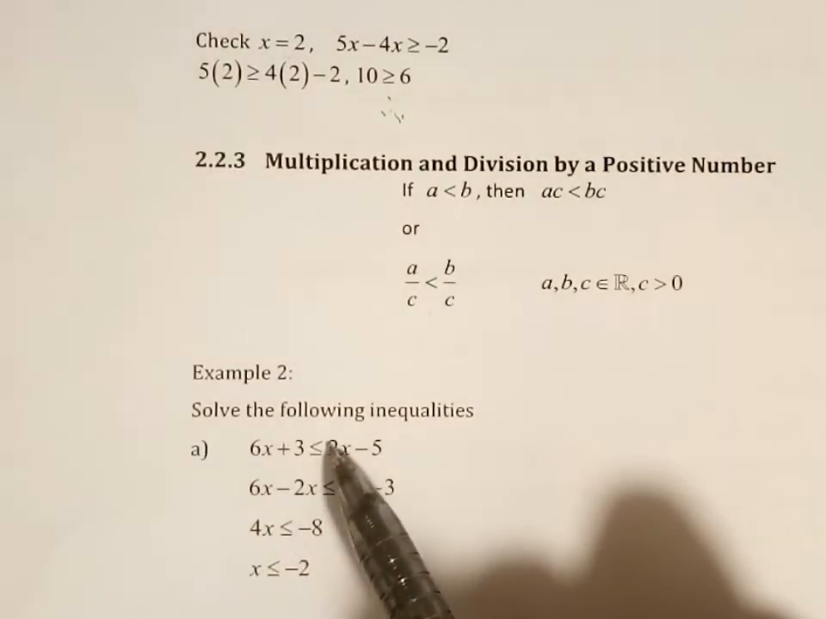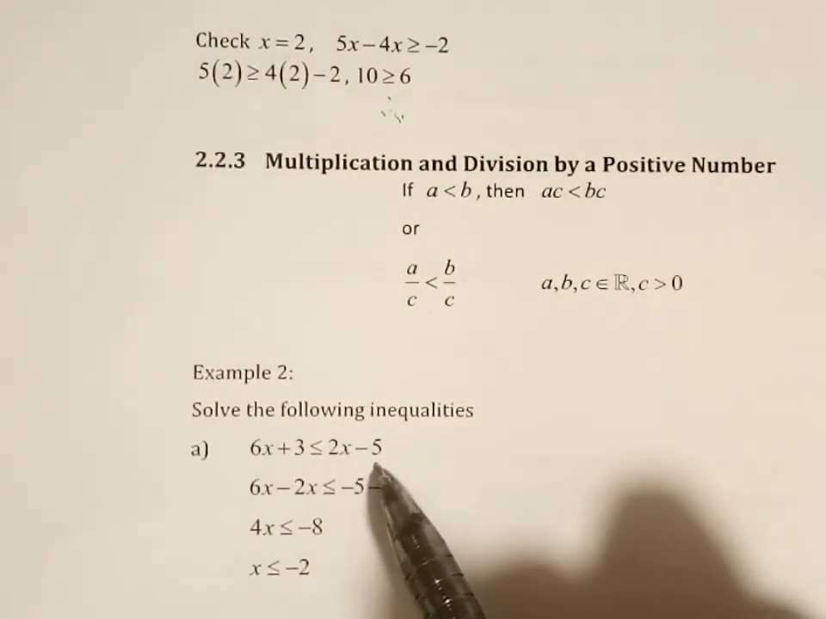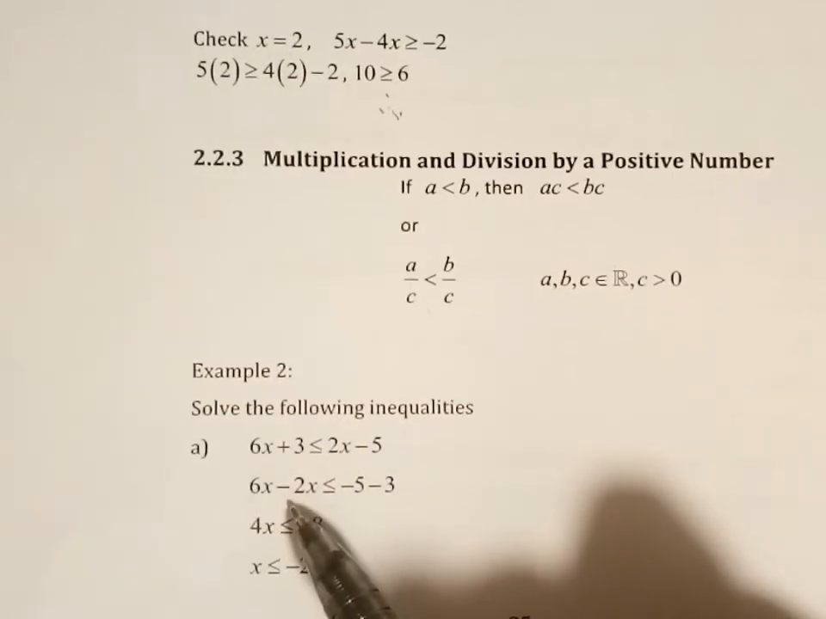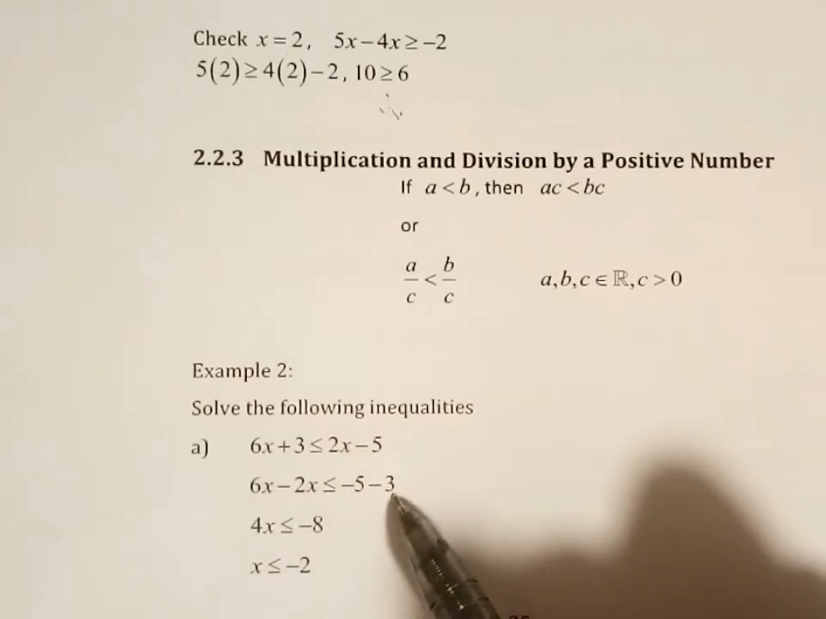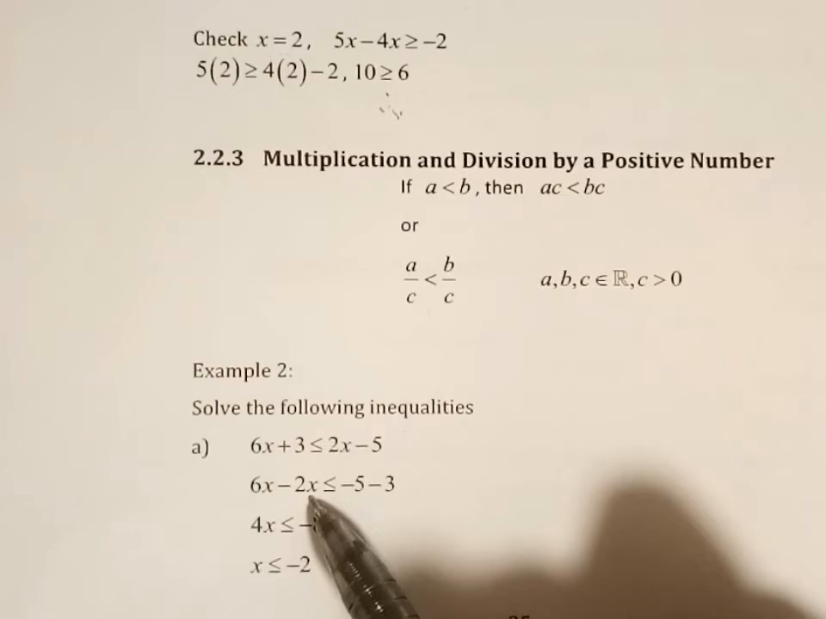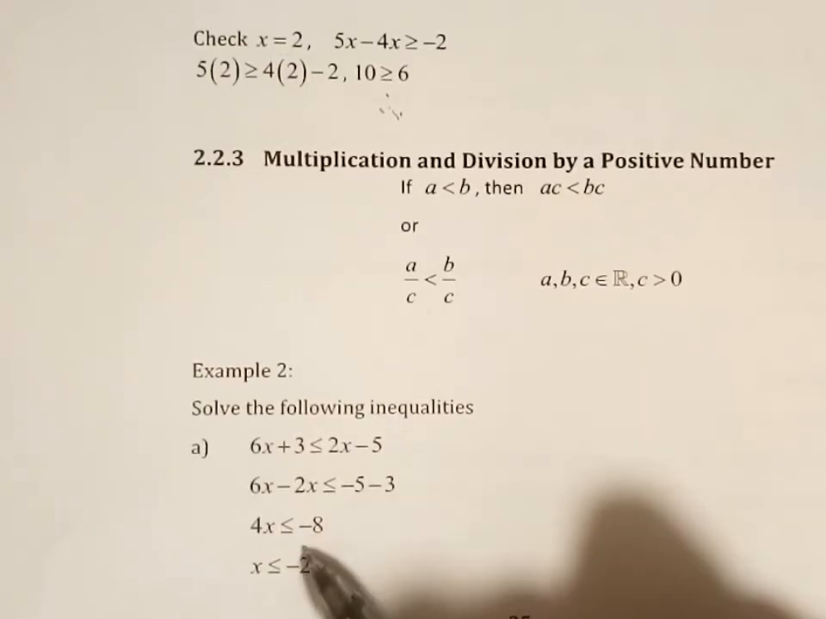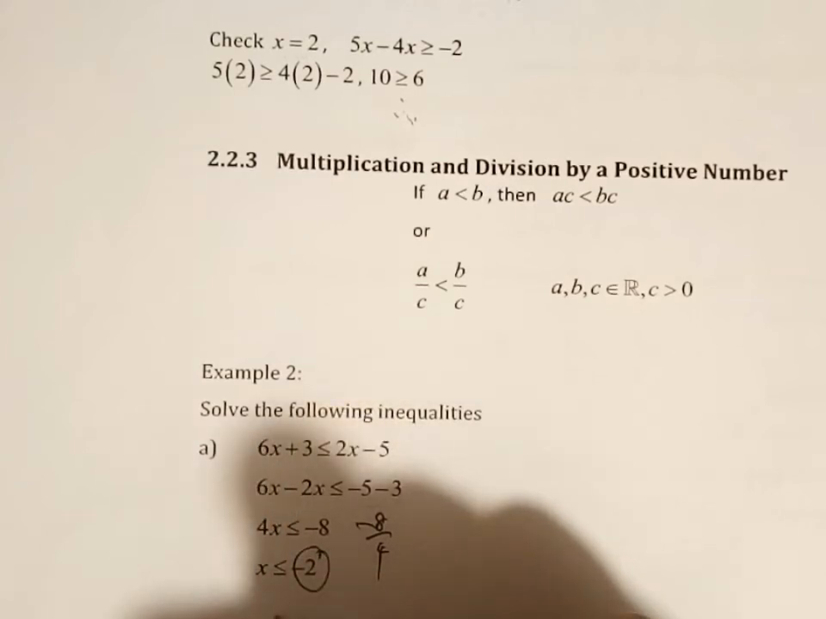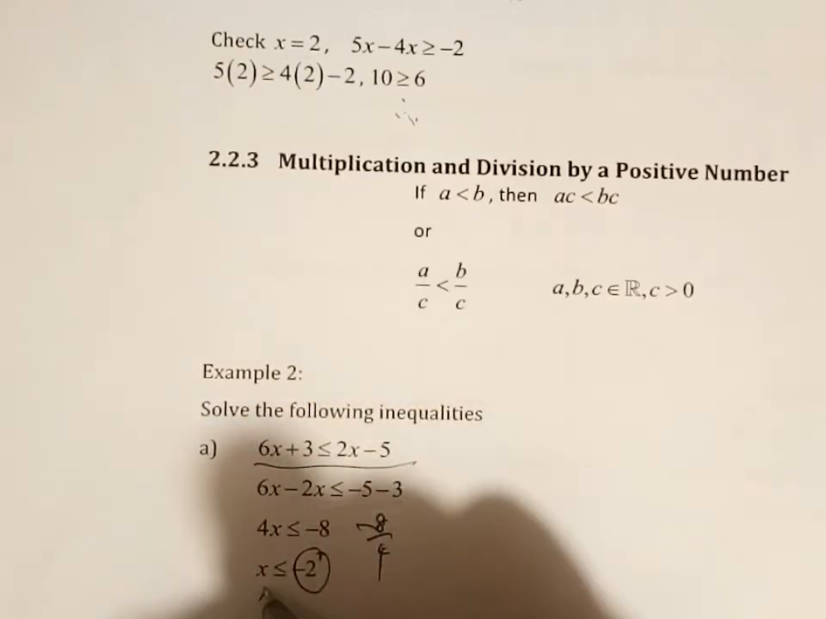Example: solve the following inequality, 6x plus 3 less or equal to 2x minus 5. We bring 2x to the left side, collecting all coefficients of x on the left side and numbers on the right side. So we have 6x minus 2x is 4x, and on the right side minus 8. Finally, minus 8 divided by 4 becomes minus 2. So the answer for this linear inequality is x less or equal to minus 2.